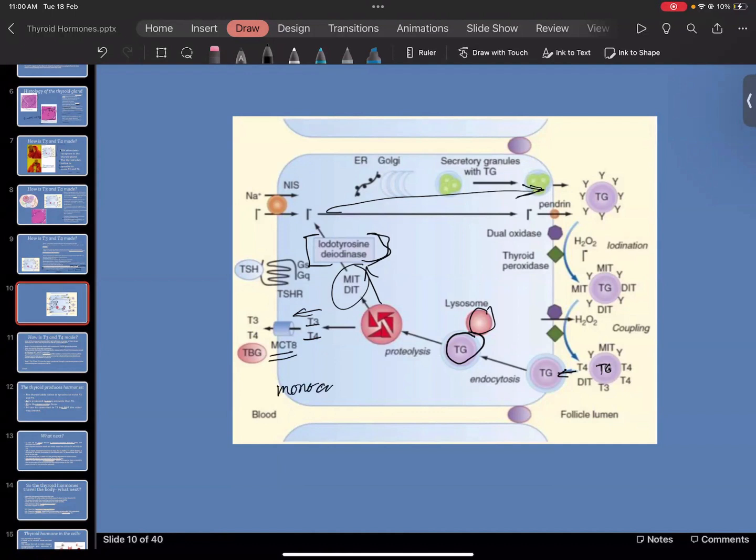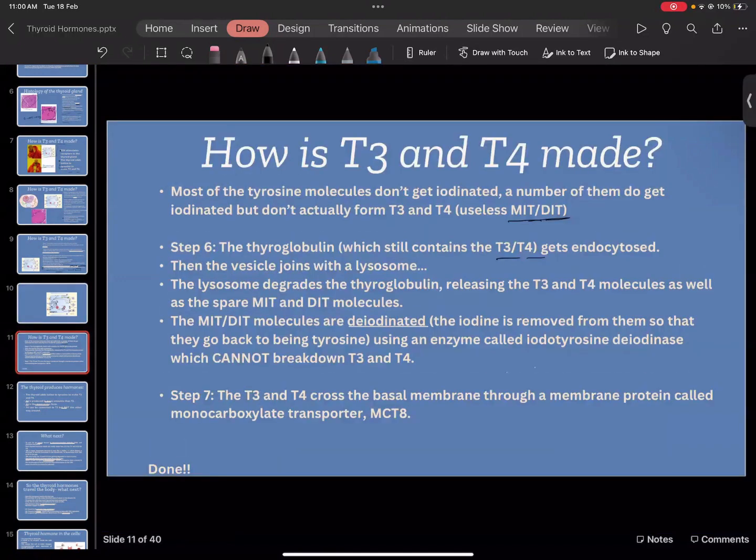I put all the names here, so you don't have to worry. I'm just going to read this real quick. And the lysosome degrades the thyroglobulin, releasing the T3, T4, and the spare MIT and DIT. The MIT, DIT are deiodinated, so the iodine is removed using an enzyme called iodotyrosine deiodinase. And the T3 and T4 cross the basal membrane, so into the blood.